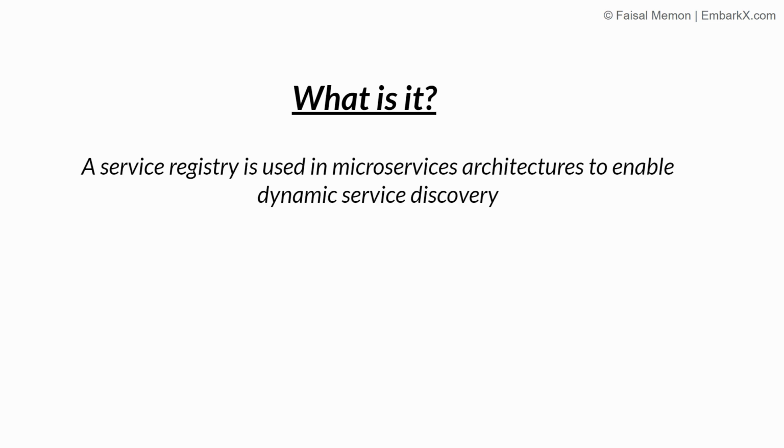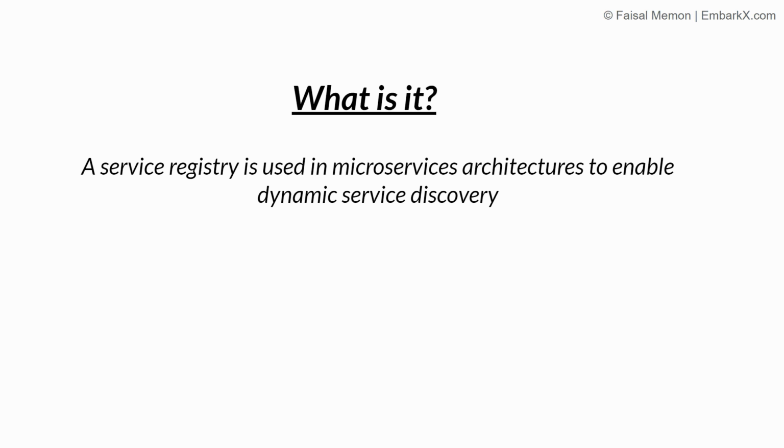A service registry is used in a microservices architecture to enable dynamic service discovery. In microservices, inter-service communication is really important. For inter-service communication, we have hard-coded URLs that we can use. So you can hard-code the URLs and use those URLs to communicate with other services. But this is not a good practice. This can be cumbersome, error-prone, and this is not a good way of talking to another service. So there is another approach, which is with the help of a service registry.